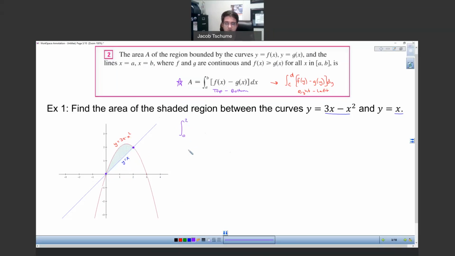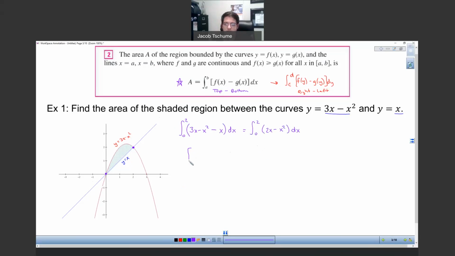So there's my parameters. The top function, which is the higher function, is the parabola, which will be 3x minus x squared. And then you'll subtract from that your bottom function, which is just x. And then you need to integrate this with respect to x. And once you get it set up, this is just an FTC Part 2 problem. So I'm going to combine my like terms. So that's the integral from 0 to 2 of 2x minus x squared dx when you combine the x terms.